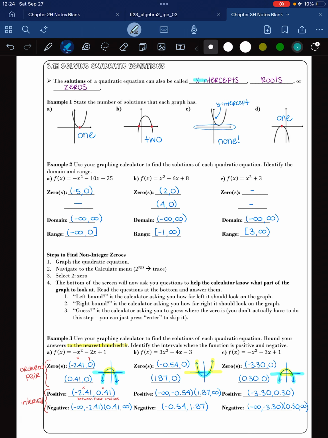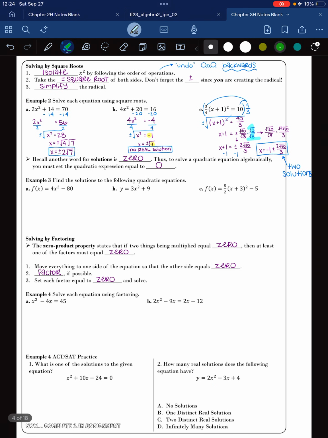We have 3 separate terms for solutions. It could be x-intercepts, it could be roots, which is what we were just doing. We were doing the square root of both sides. Or they can be called zeros. So let's explore why it gets that third name.